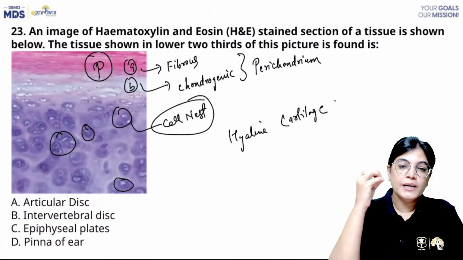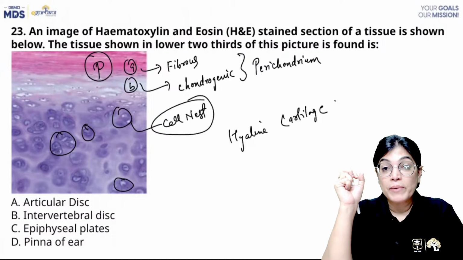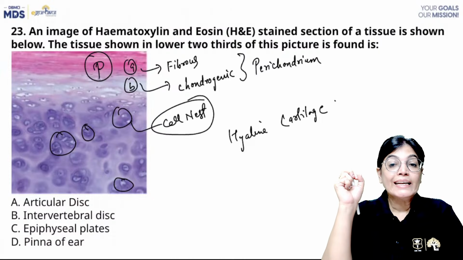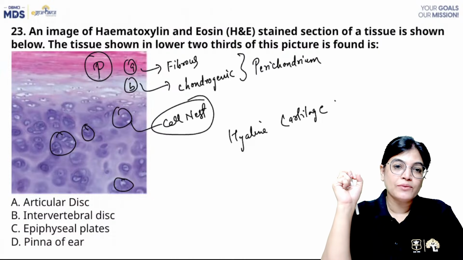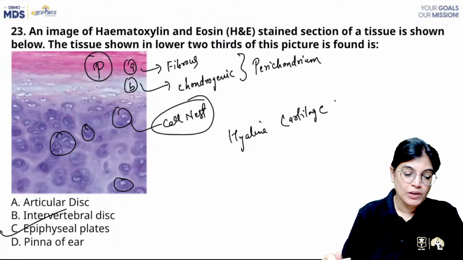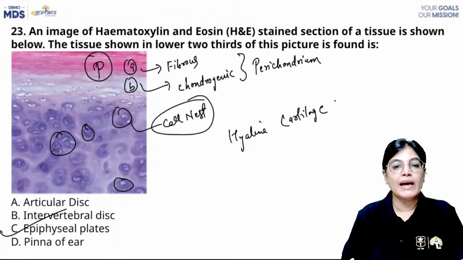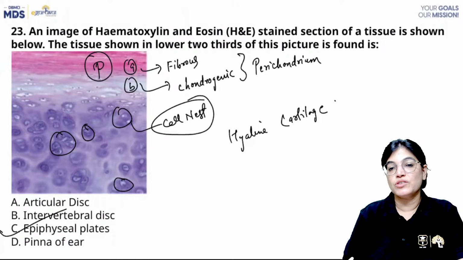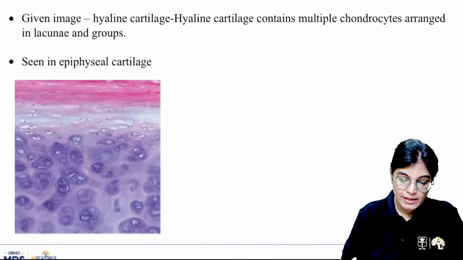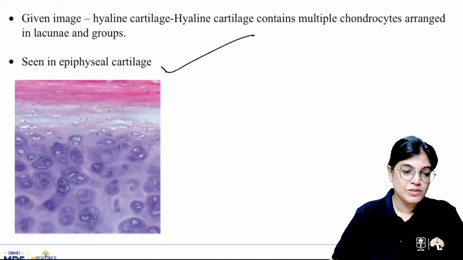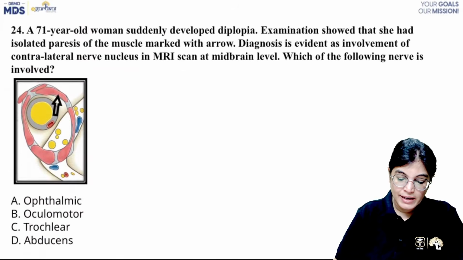The bluish color which you are seeing is the homogeneous appearance of the hyaline cartilage, costal variety, and we know that epiphyseal plate is an example of hyaline cartilage. So definitely the right answer is C. So definitely the right answer is epiphyseal cartilage.